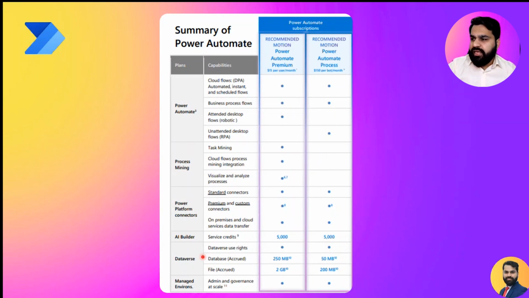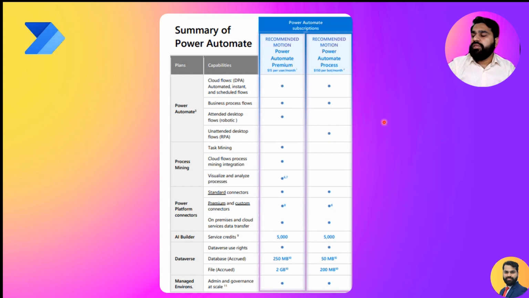Database and Dataverse capacity, Dataverse use rights are definitely there. From the database capacity, 50 MB per Power Automate process license will be accrued to the tenant. Similarly, 200 MB of file storage capacity will be accrued to the tenant per Power Automate bot license. For managed environments, they will be able to have the administration and governance access. This is quick information about the Power Automate subscriptions which are available.